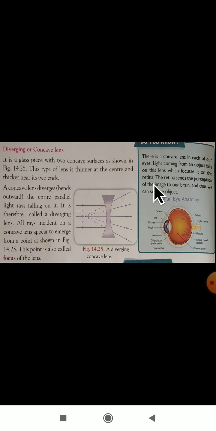Dear students, you learnt about the parts of the eye already in your previous standards. Yes, you know what the retina is. So in our eye there is one convex lens. Whatever light comes from an object will fall on this lens, which focuses it on the retina. The retina sends the perception of the image to our brain. From the retina, that image is sent to the brain, and thus we can see the object.